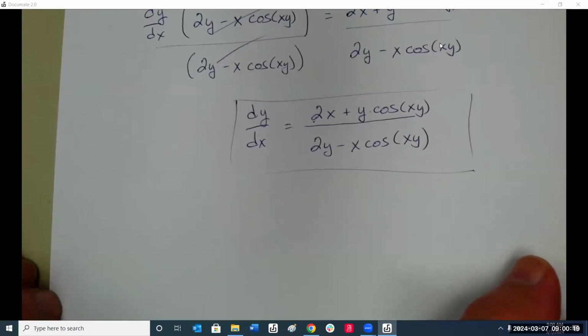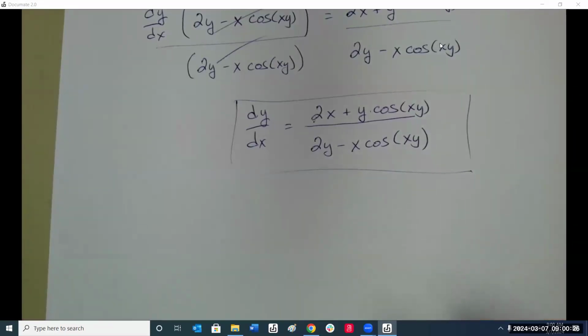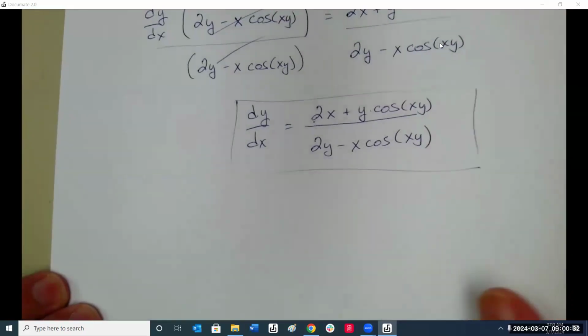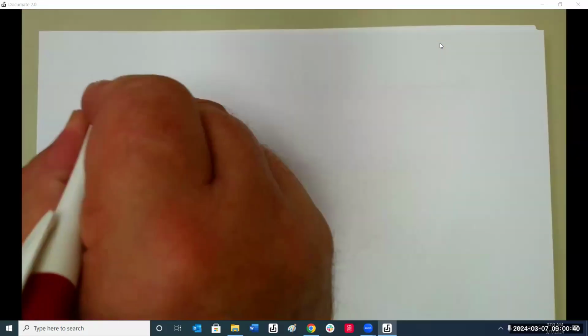Now we're going to look at higher order derivatives. What does that mean? Taking higher order derivatives: second derivative, third derivative, fourth derivative. We can keep on going infinitely, especially when we deal with trig functions. They never end. So example 4.